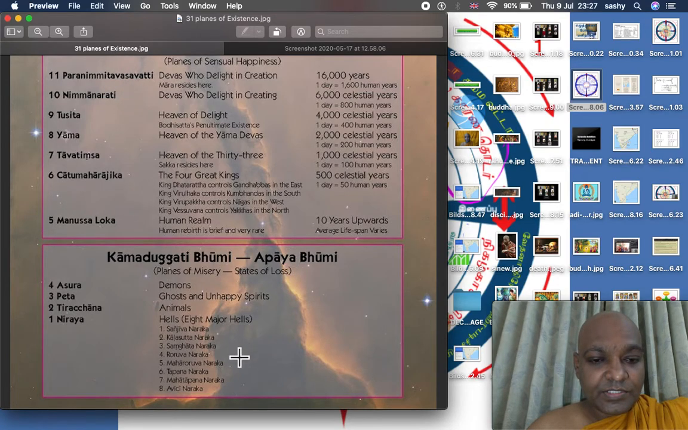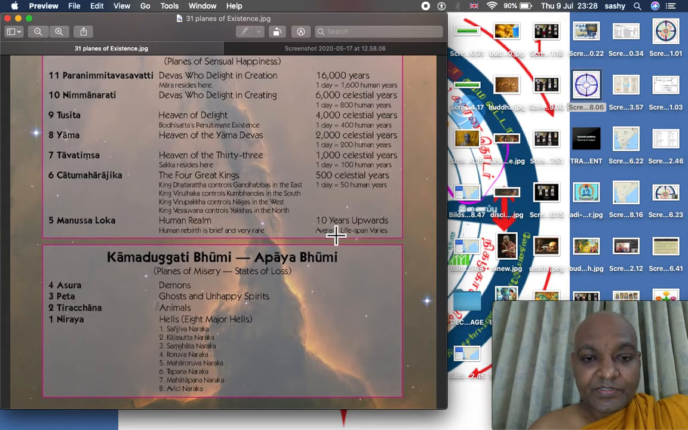As you can see, in English, this is the Kama Dugati Bhumi or Apaya Bhumi. This is the planes of misery or states of loss, where you are born as hell beings, there are 8 major hells, animals, ghosts, demons, which are the four lower levels below the Manusya Loka or the human realm, where the lifespan is 10 years upwards, up to maybe 100 at the moment. So as you can see, these are the negative states, or the states of loss.